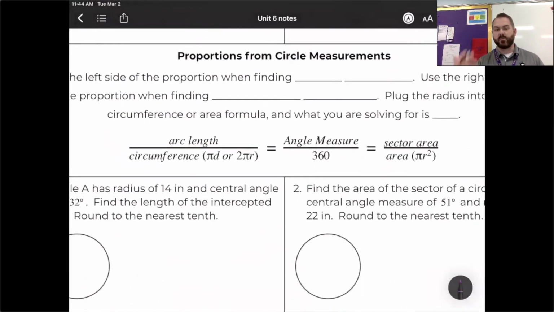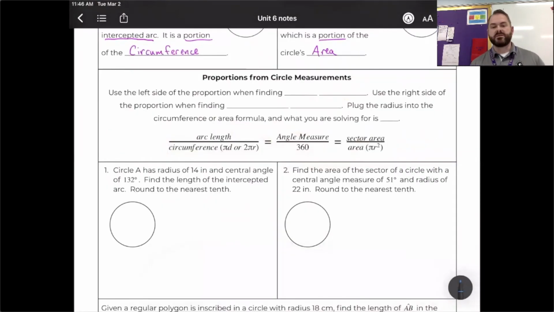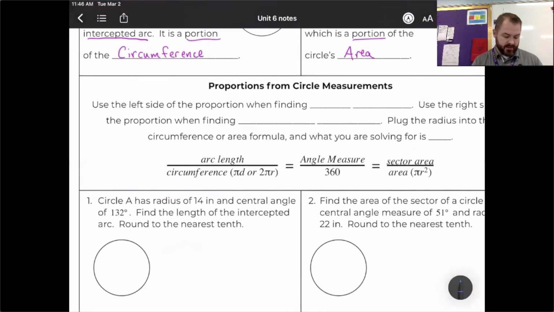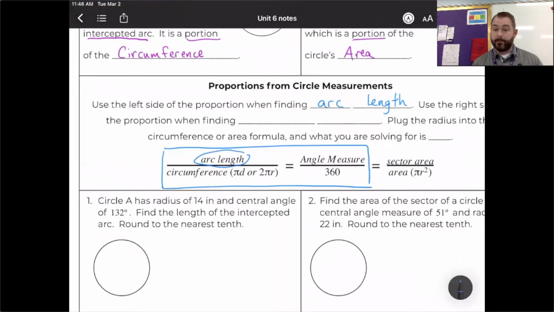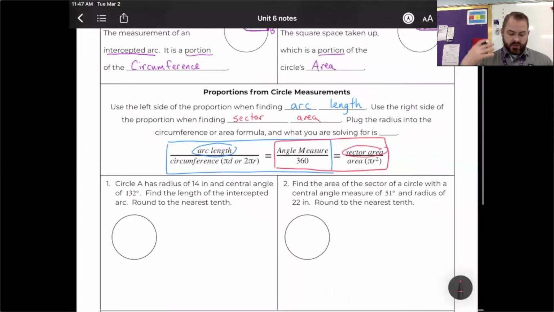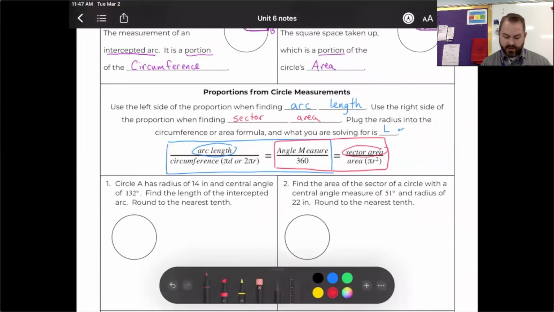We're going to look at this formula here that has 3 parts to it. So this proportion has 3 parts to it, but really we're just going to use 2 parts at a time. We're going to use the left side, meaning this side here, when finding arc length. But we're going to use the right 2 parts of this when finding sector area. So we're going to use the radius that they give me and the angle measure they give me to find each of these. When solving for arc length, we're just going to call it L, and sector area we're going to call S.